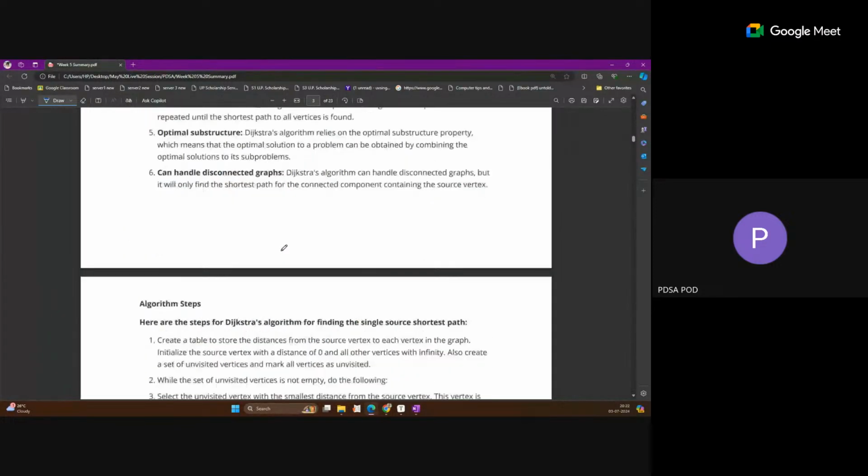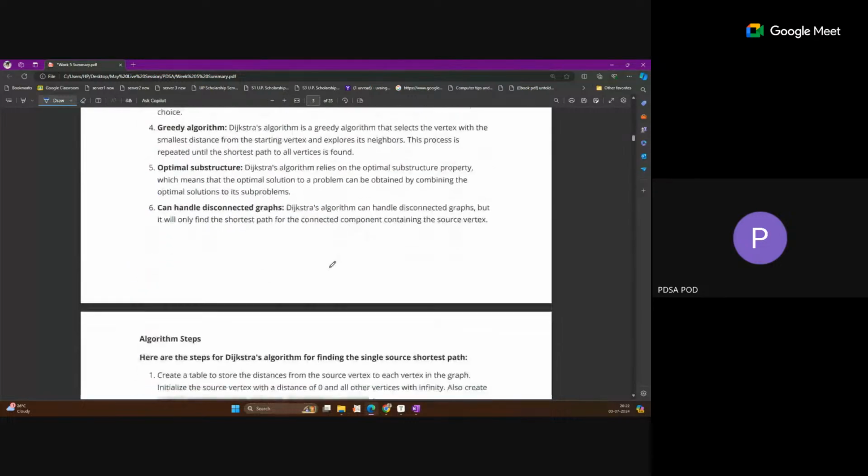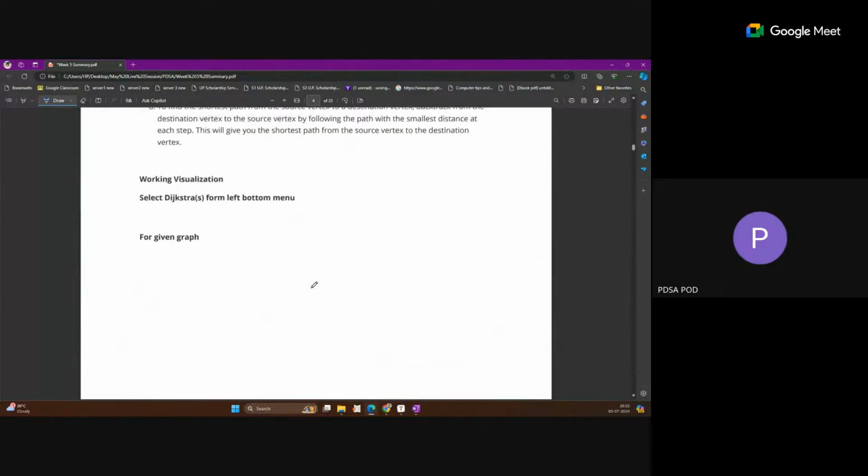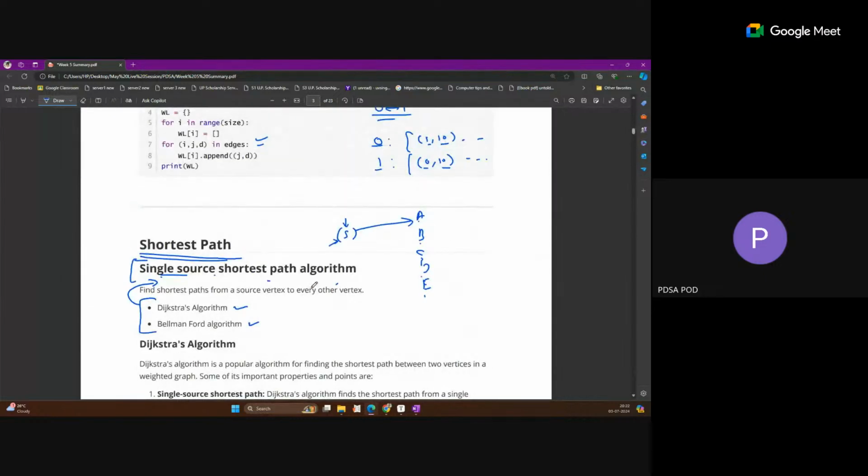Another category we have is all pair shortest path. I'm just mentioning this, and we will discuss it later in these notes. For all pair shortest path, we have one algorithm, that is Floyd-Warshall algorithm. All pair shortest path means we run this algorithm on the graph, and it returns the shortest path between every pair of vertices. Suppose you have this set of vertices in the graph: A, B, C, D, E. That algorithm will return the shortest path for each pair.